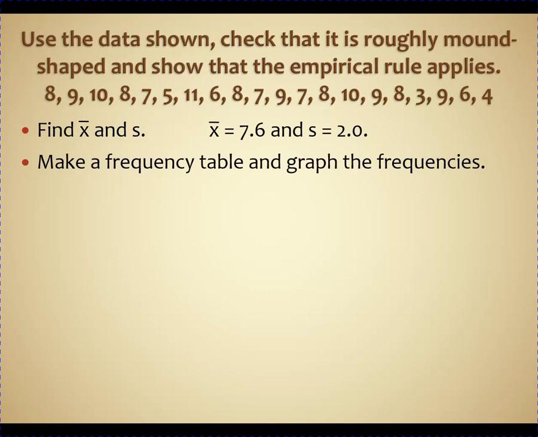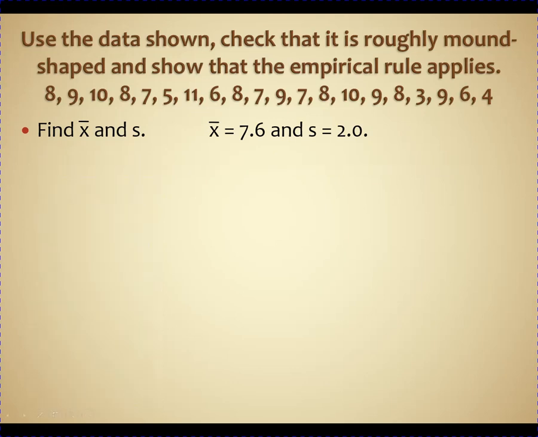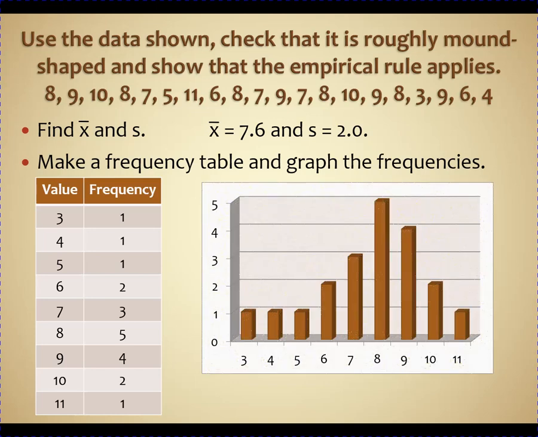We'll go ahead and make a frequency table to check if this is actually mound-shaped. So here it is. We have 1 3, 1 4, 1 5, 2 6s, 3 7s, 5 8s, 4 9s, 2 10s, and an 11. Let's go ahead and graph that. And it is somewhat mound-shaped. It looks like it's a little bit to the side, but we only have one of each of these, so it is somewhat mound-shaped.